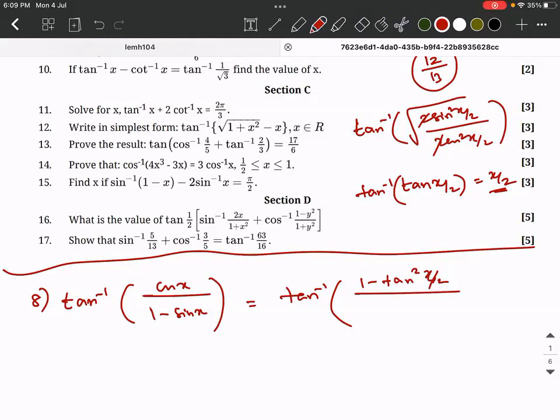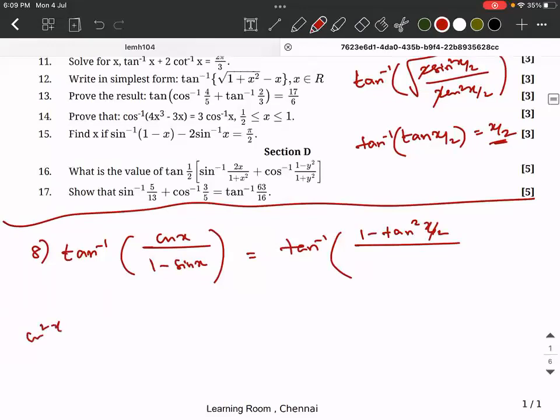See, there are two ways to solve this problem. One is cos x, you will write it as cos square x by 2 minus sin square x by 2, divided by 1 minus sin x, you will write it as cos x by 2 minus sin x by 2 the whole square. Yeah. Because 1 can be written as cos square x by 2 plus sin square x by 2. And sin x can be written as 2 sin x by 2 cos x by 2. Is everyone able to understand?